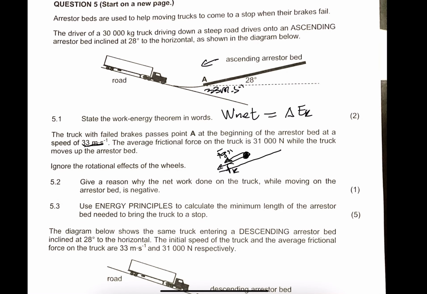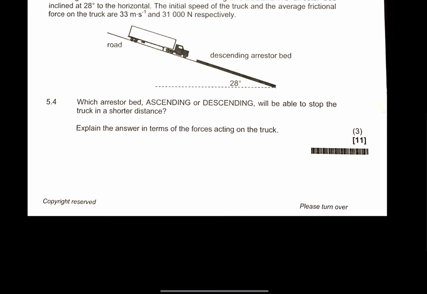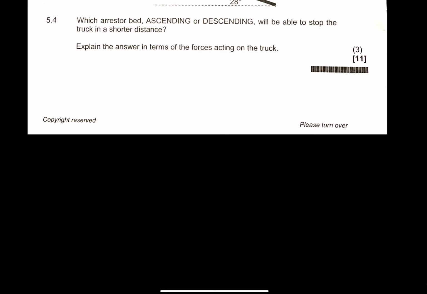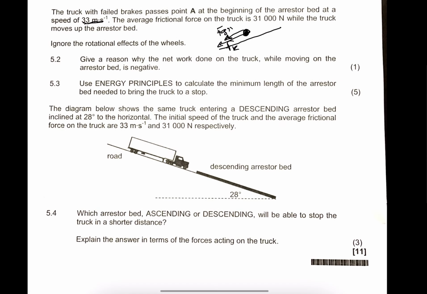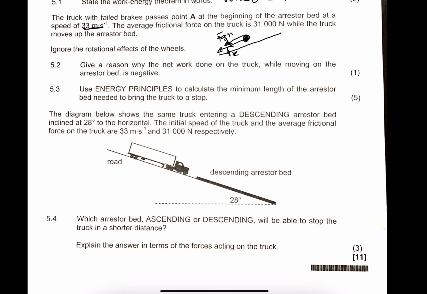Right, so they say use energy principles to calculate the minimum length of the arrestor bed needed. If you don't mind, I'm just going to move down so that we're able to do that. I hope you don't mind because I'm just going to keep toggling through our diagram.